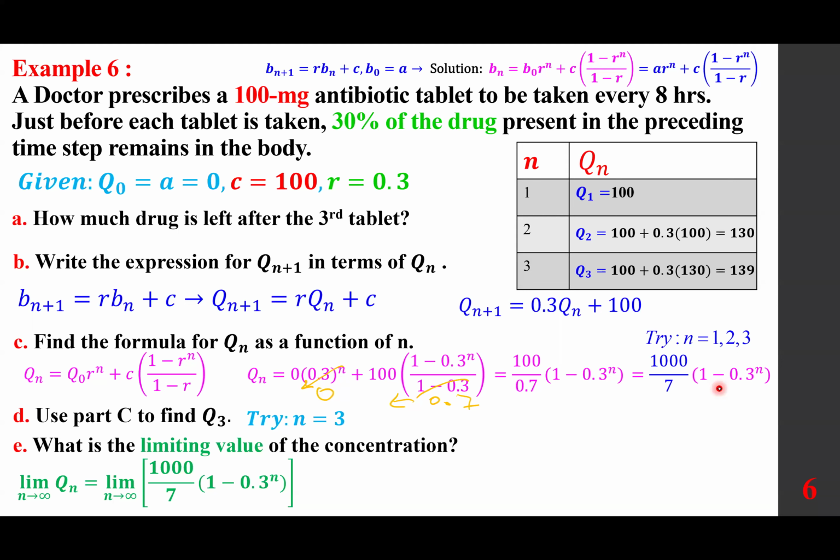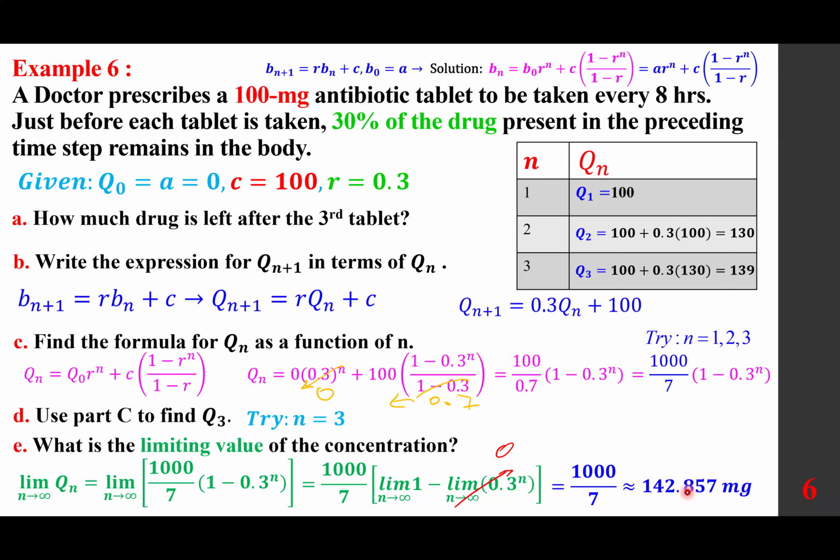Let's use the limit laws and separate them into two pieces. Obviously, this is 1, and this one goes to 0, because 0.3 is between -1 and 1. So the answer is 1000 over 7. And if you want a decimal, this is exact, this is a decimal representation. You always go with exact unless otherwise mentioned.